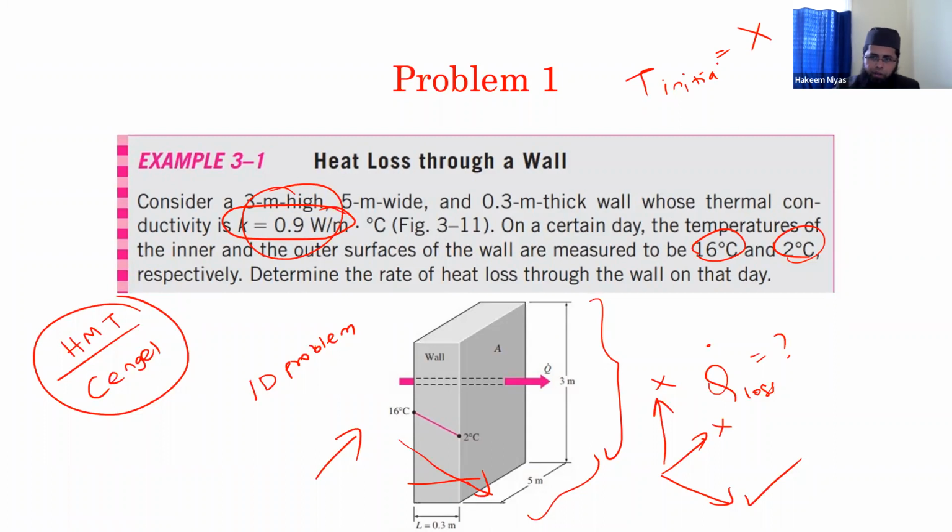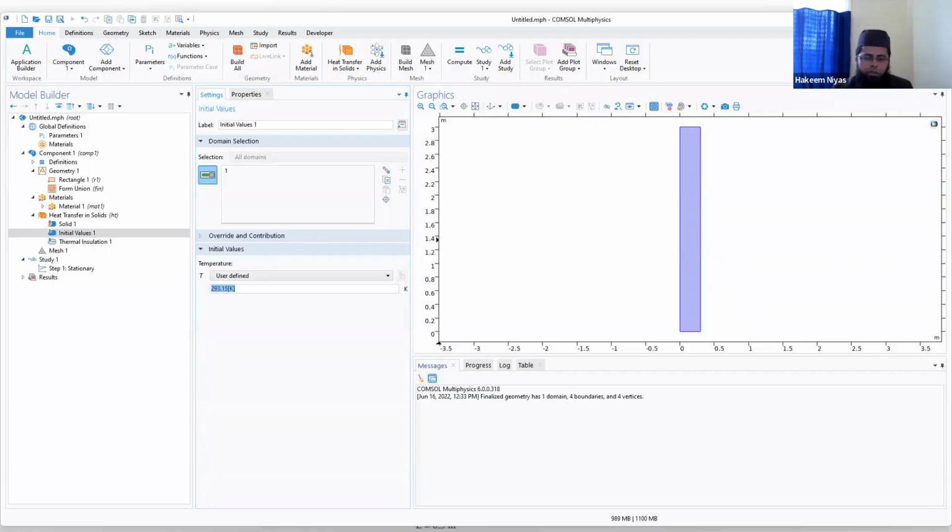So T initial is not at all required in the case of a stationary problem. But still, in COMSOL, there is an option for initial values. Why? Because the physics structure is prepared for all types of studies. So in a stationary study, you can ignore this. For a time dependent study, you have to give this. So that is the difference.